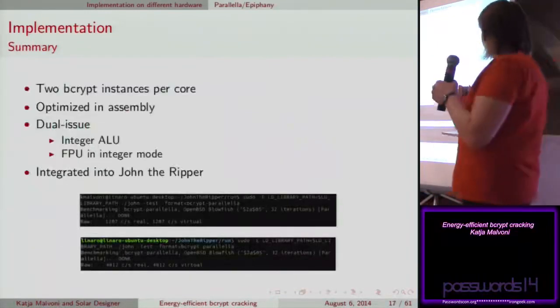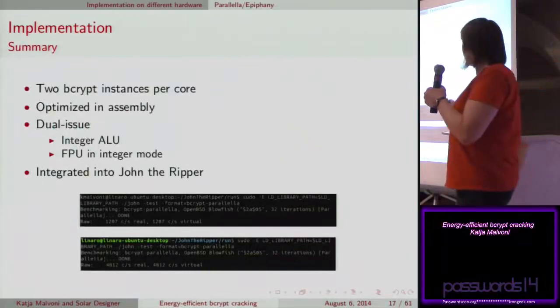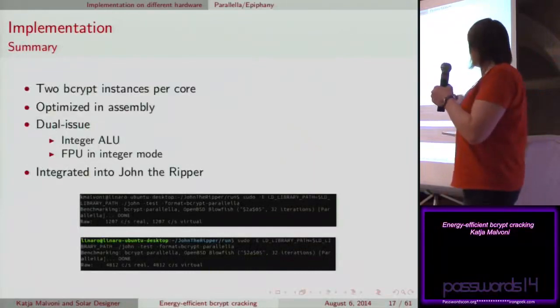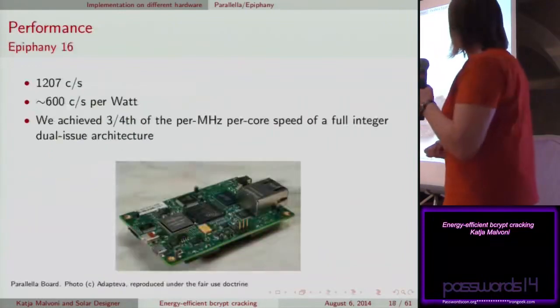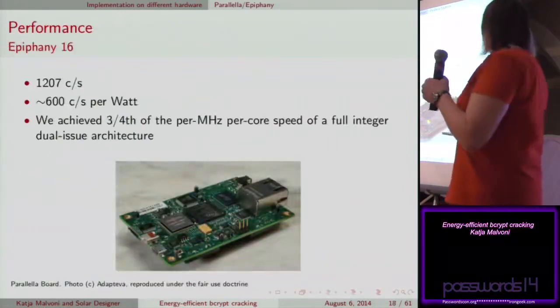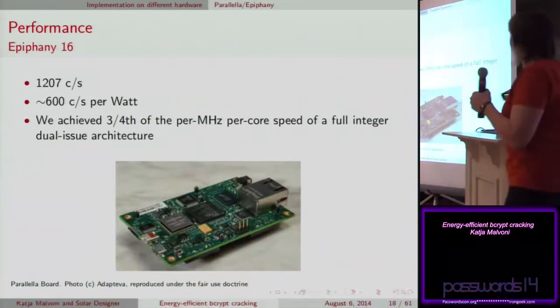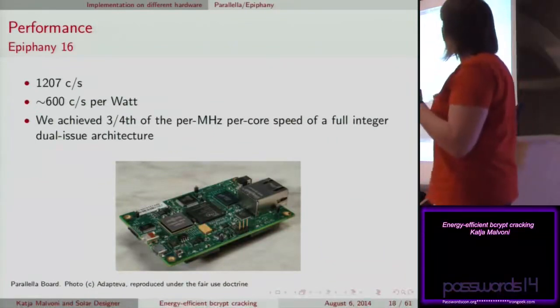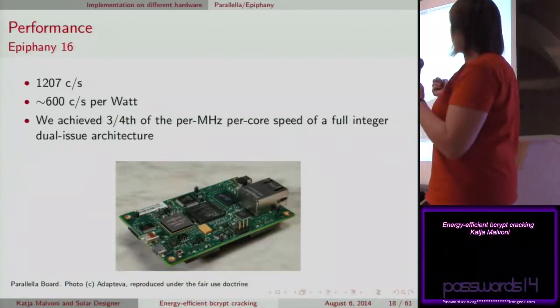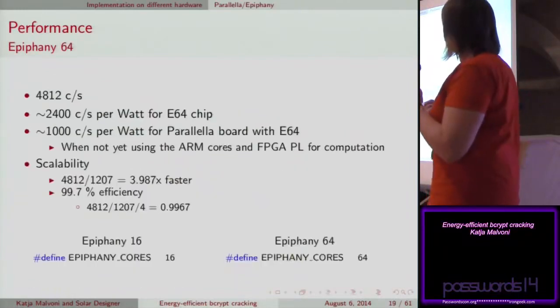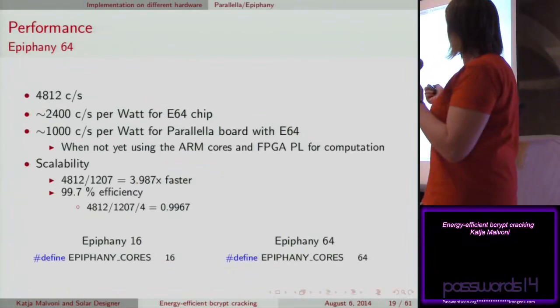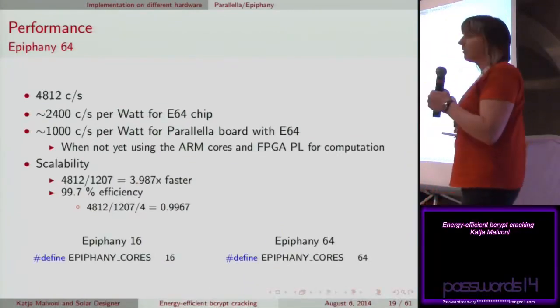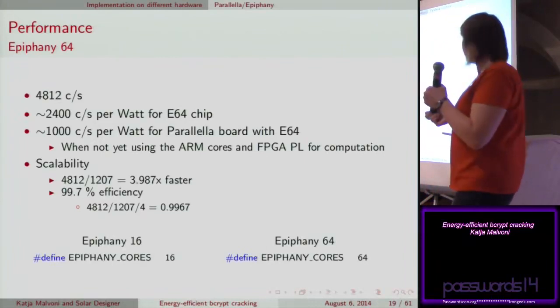In summary, we have 2 bcrypt instances per core, optimized in assembly, and integrated in John the Ripper. This is performance for 16 cores and for 64 cores. So this is how the board looks. I just showed it earlier, it's here with me. And these are the numbers. It achieves around 600 cracks per second per watt. And on the bigger one, it's 4,800 cracks per second, or 2,400 cracks per second per watt.